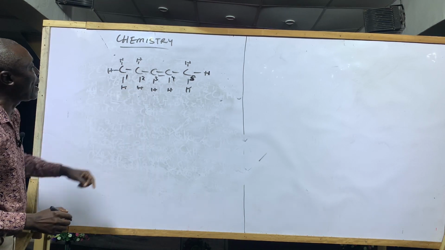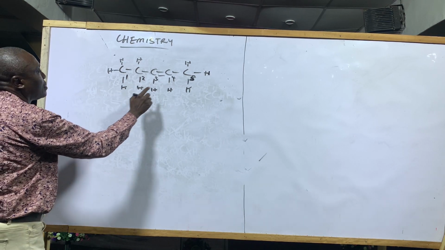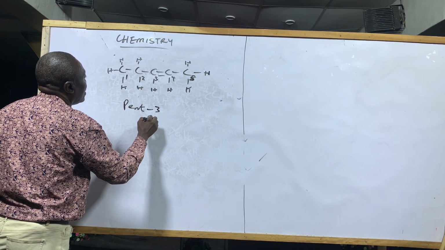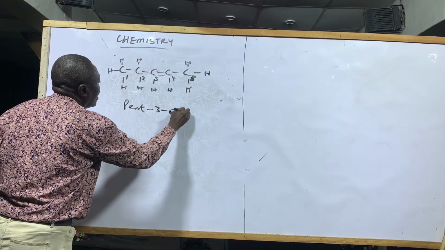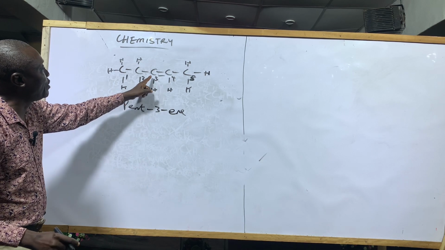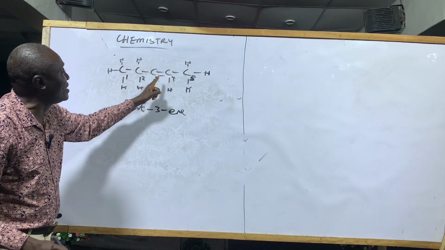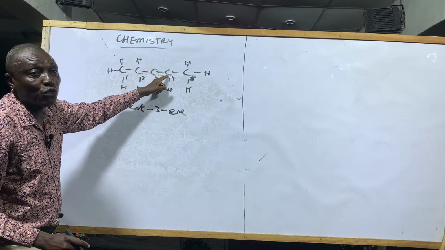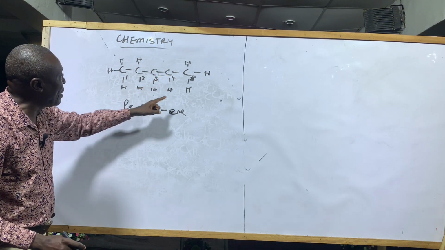So if you number like this, 1, 2, 3, 4, 5, the name of this compound will be pent-3-ene, because the double bond is between carbon 3 and 4. If you are numbering like this, the double bond touches carbon 3 before touching carbon 4. So this will be pent-3-ene.